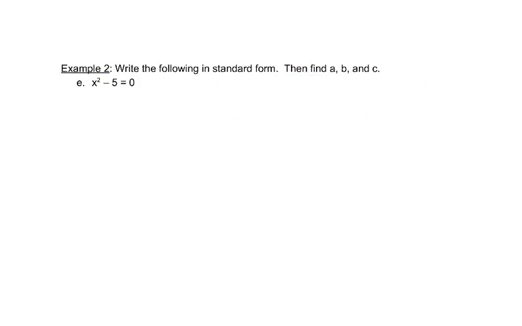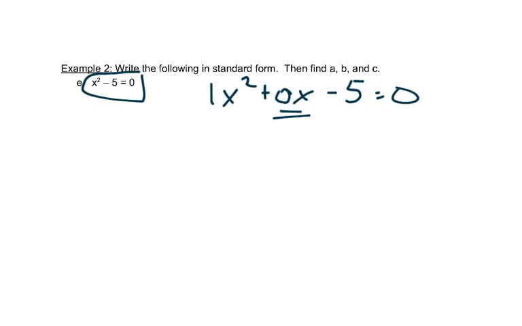So this one is already in standard form, equals 0, and then the exponents get smaller from left to right. But again, we may want to think about it like this. There's no B term, there's no x, so it would be 0x. So that tells me A is 1, B is 0, and C is negative 5.